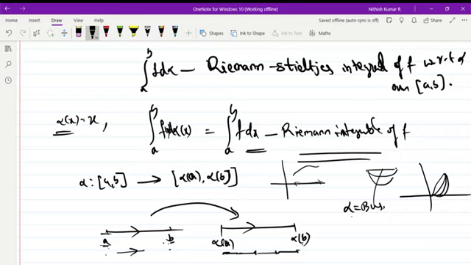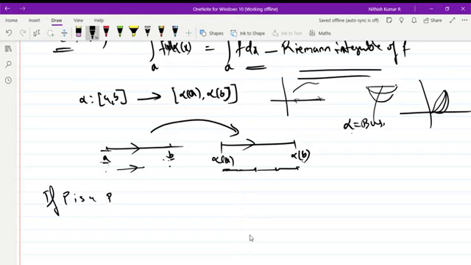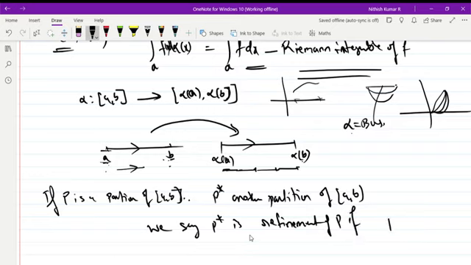So you have seen what is a partition. If P is a partition of closed interval a comma b, and P star is another partition of closed interval a comma b, we say P star is a refinement of P if P is contained in P star.